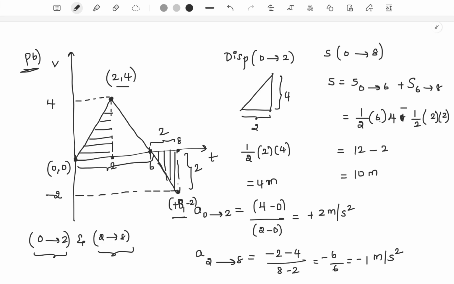Now, they can ask at which time the velocity is maximum. Basically, it's quite visible here. The velocity is maximum at t equal to 4 seconds. So this is a kind of graphical problem that they can ask. And a few more example problems we'll discuss at the end, after we have a little discussion regarding motion under gravity.